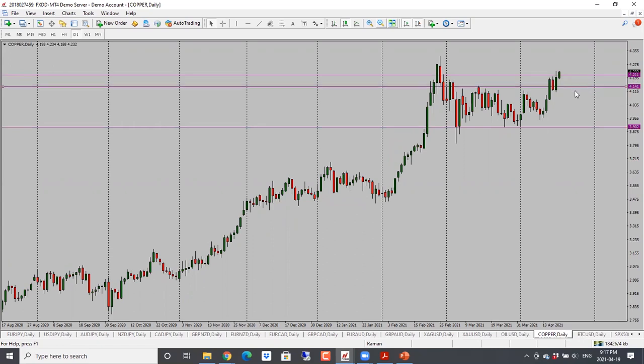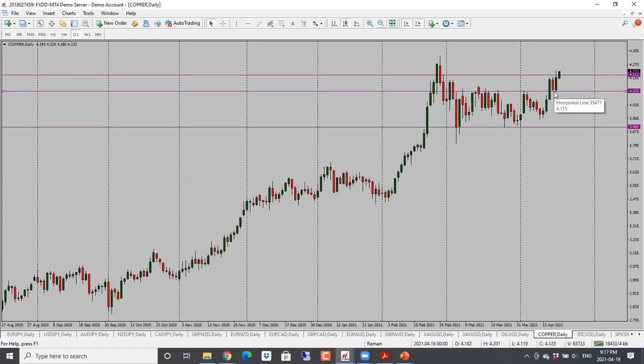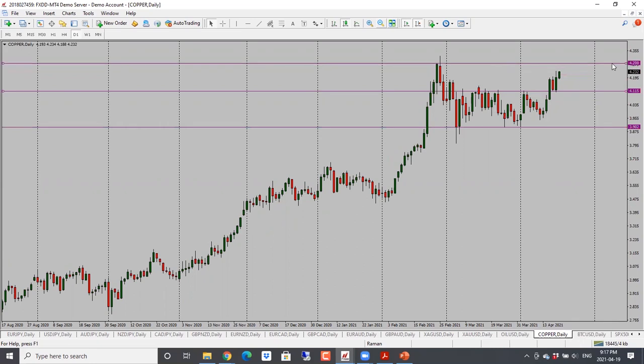Copper also trying to break out. It held, it broke out, pulled back right into the top of the range. And now we're looking for a continuation move higher. Next target here is 4.28. So bullish bias here for copper.